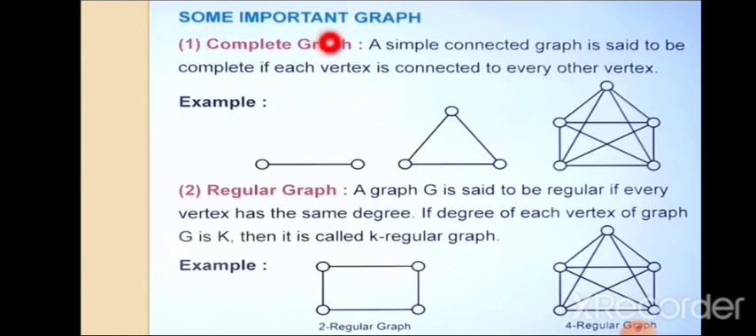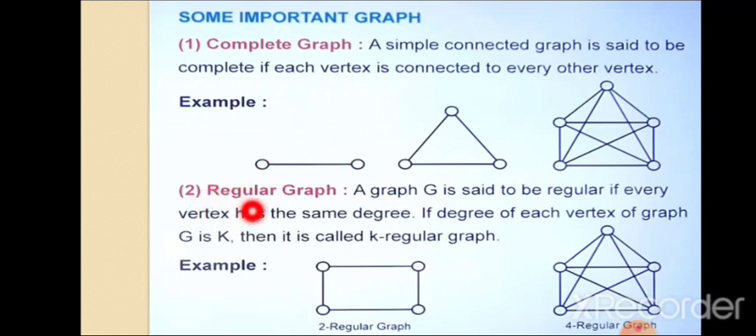Now some important graphs. First one is complete graph. A simple connected graph is said to be complete if each vertex is connected to every other vertex. That is, we have these two vertices, so this is connected to this. Similarly, here we have three vertices and each is connected to every other vertex, so it is a complete graph. Similarly, this is also an example of a complete graph.